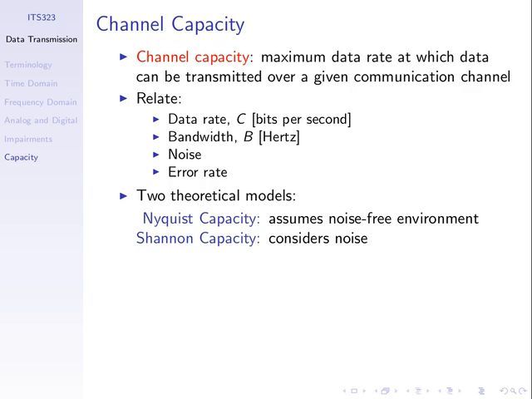Two people, Nyquist and Shannon, have come up with formulations that relate the maximum data rate for a link, that is the capacity in bits per second, with the physical characteristic of bandwidth. How much bandwidth do we have for our signal? They also take into account some other factors, noise and error rates.